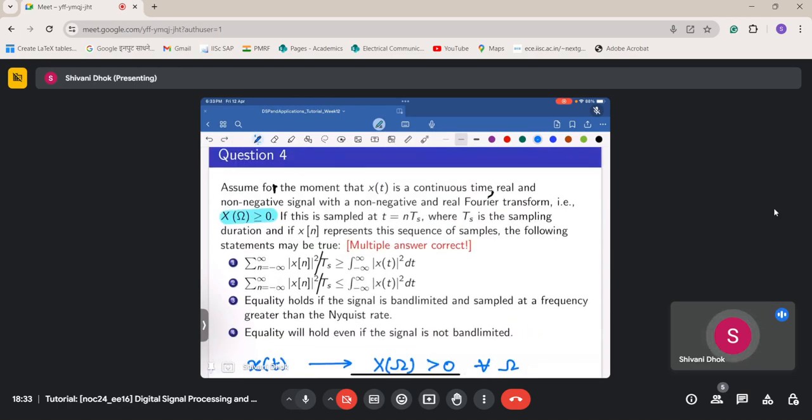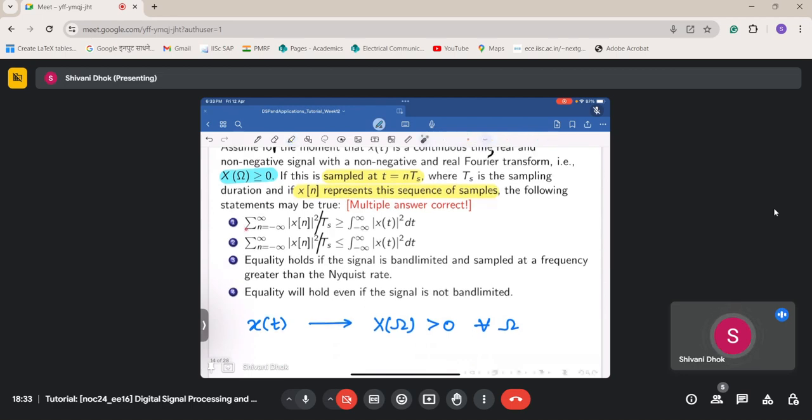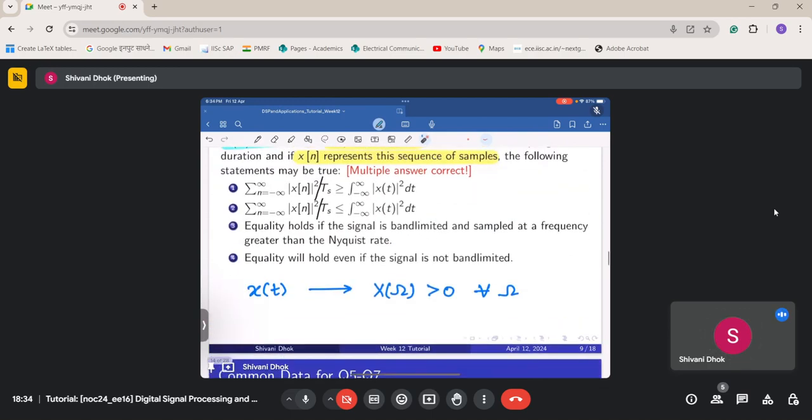Now this signal x t is sampled at t equal to n ts, where ts is the sampling duration. If x n represents this sequence of samples, the following statements may be true. This is a multiple correct question, and one or more of these are correct. So one relation is between this term here, and another relation is between this term here. So this term and this term we need to relate somehow, and then there are two different statements which we need to take care of.